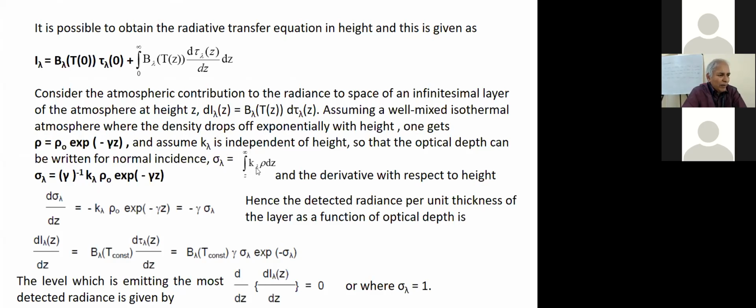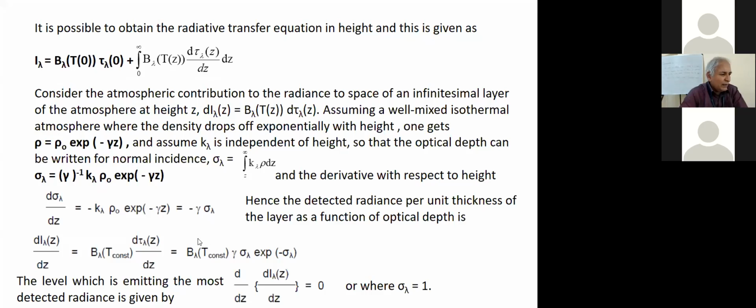I put k lambda as constant, so I pull it out of the integral. Rho is varying like this, so I can integrate this variation and I get something like this. Now this is the optical depth, and tau is nothing but the exponential of minus the optical depth, right? Because I have d tau by dz, it will be like d sigma by dz.